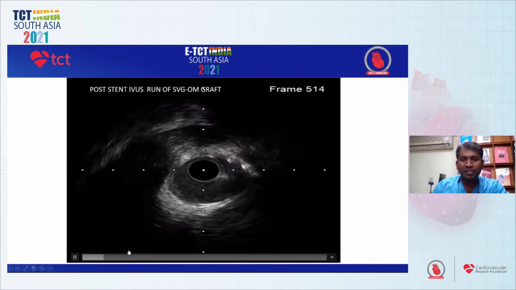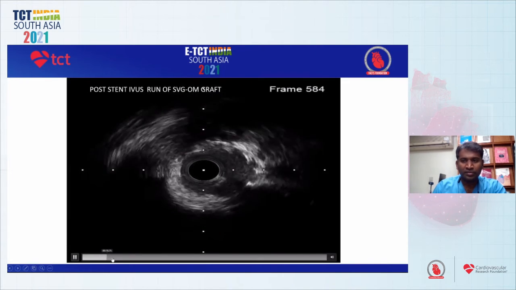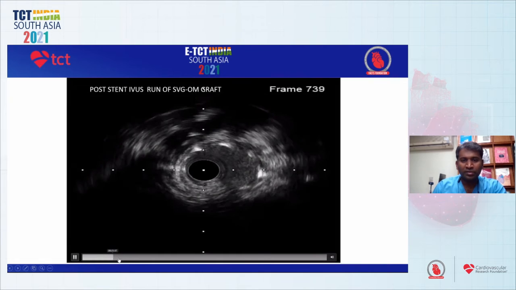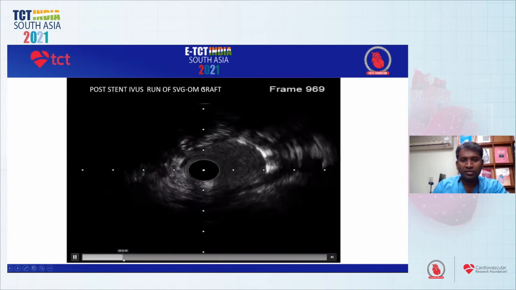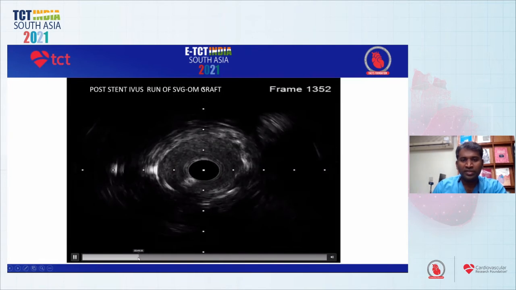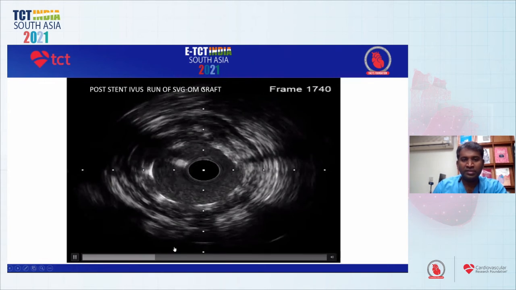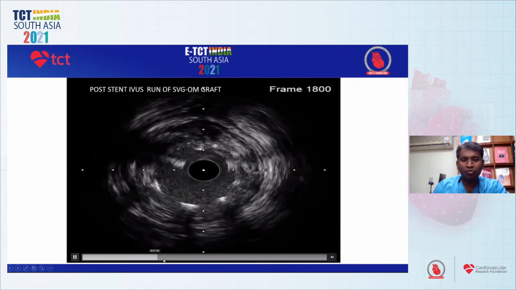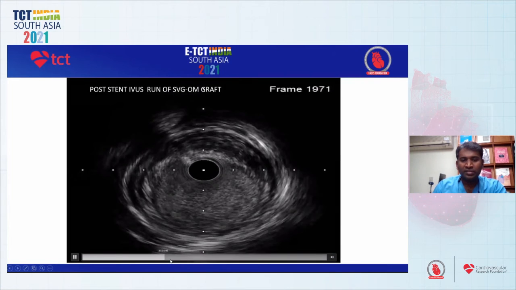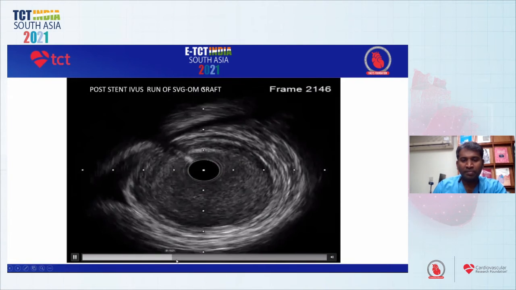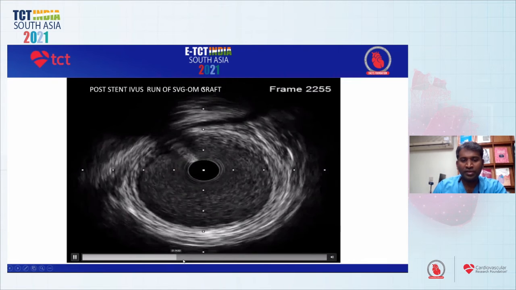The stent is adequately expanded and opposed. The stent is adequately expanded. And after this, in the SVG graft, there was not much lesion. Still coming proximally. The graft looks okay.